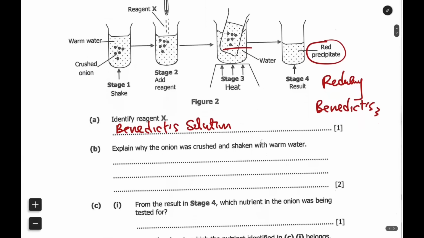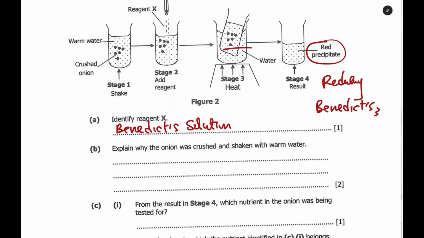All right. Now, the next question is, explain why the onion was crushed and shaken in warm water. So this question has two parts that you need to answer. Explain why it was crushed and why it was put in warm water. Now, how do you write or present the answer to this question? So, why was it crushed? So, this is what you present.